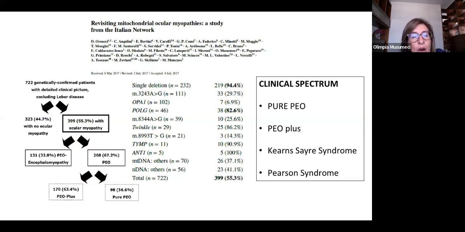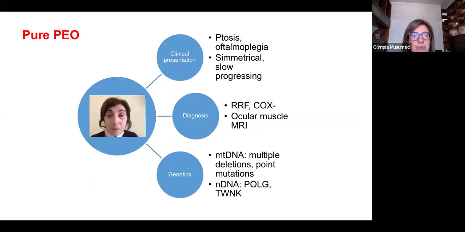And in the PEO, we can distinguish about 60% with plus form or about 30% with pure PEO. So without going through the genetic background of these disorders, because we are going to talk in more detail about some of these, we can distinguish two groups: the ones that are related to mutation in mitochondrial DNA with the different kinds of hereditary transmission, and the ones that are related to variants in the nuclear DNA.